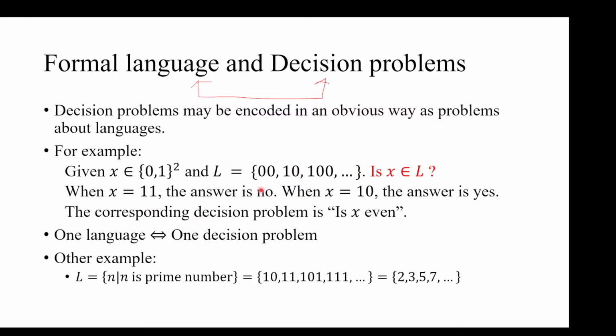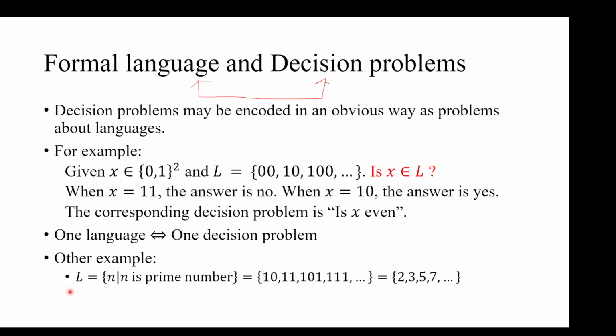So you can see that this language of all strings that correspond to even numbers: if you ask, is x inside L, then the corresponding decision problem is asking, is x even? So this is the correspondence between decision problem and formal language. A formal language gives you a decision problem, where you just ask whether a string is inside your language.